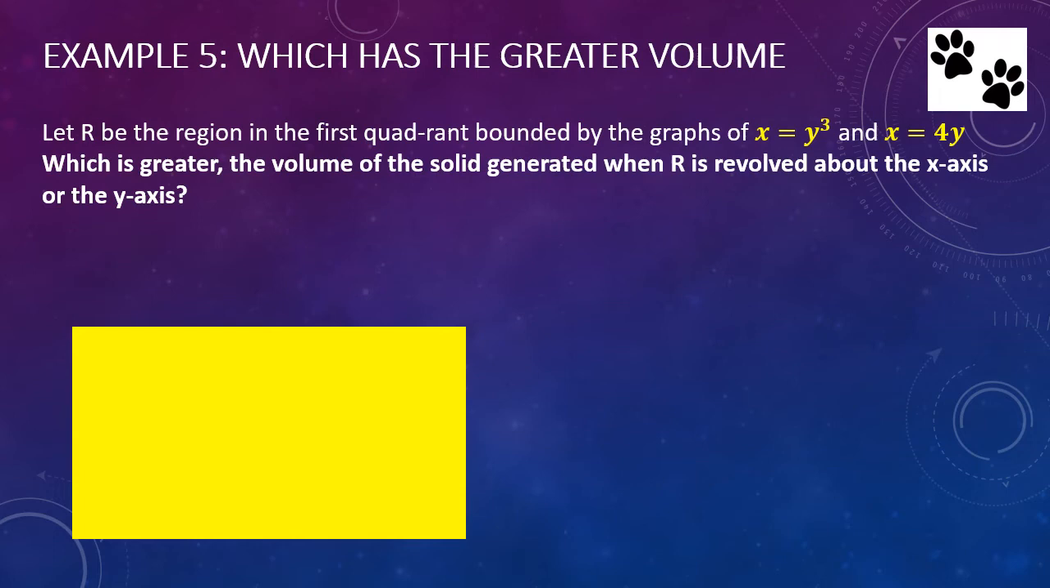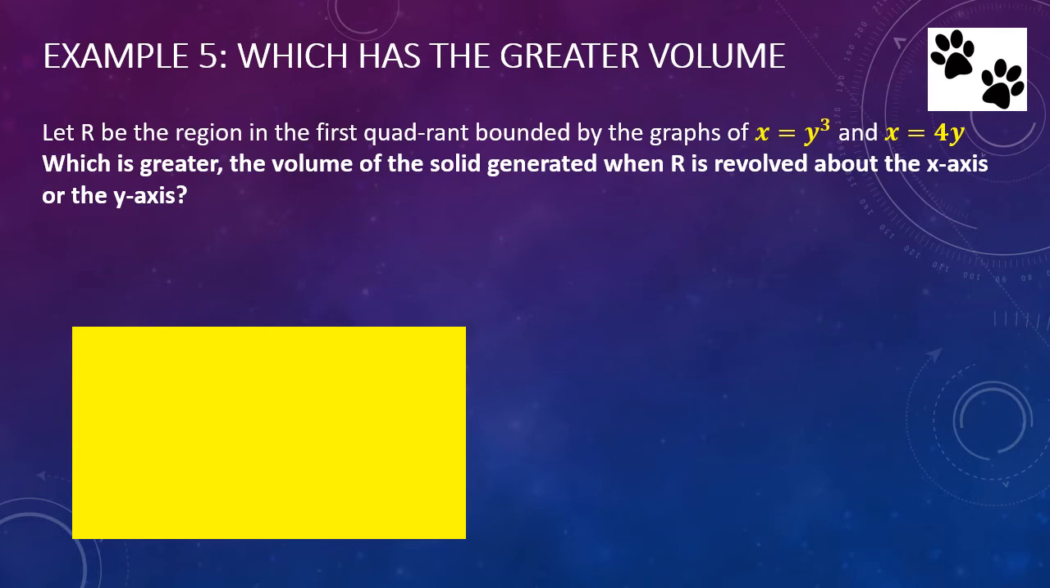So let's look at example 5. This is a great example because we're going to take two equations and revolve them both around the x and around the y axis. So it's a cool problem. Let R be the region in the first quadrant bounded by the graphs of x equals y cubed and x equals 4y. Which is greater, the volume of the solid generated when R is revolved around the x-axis or the y-axis?